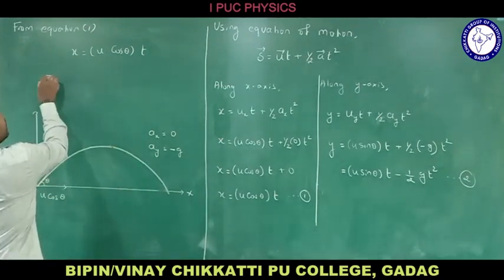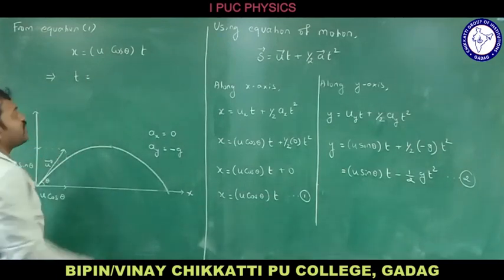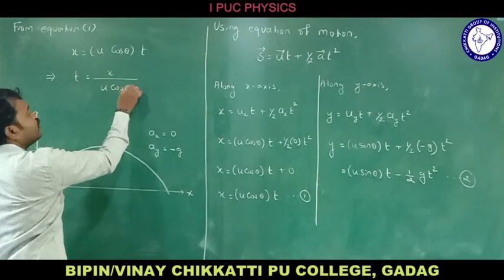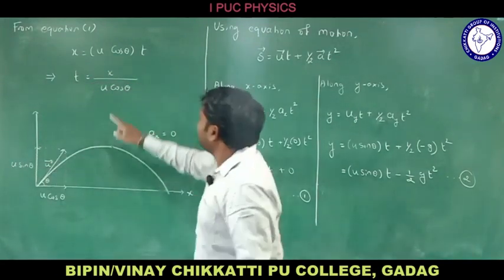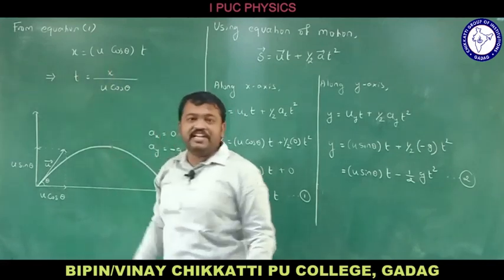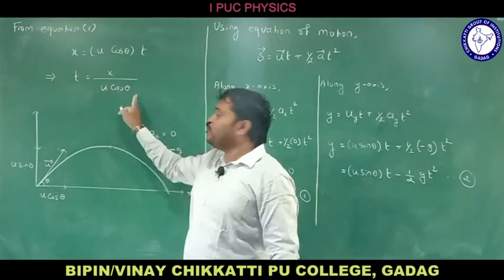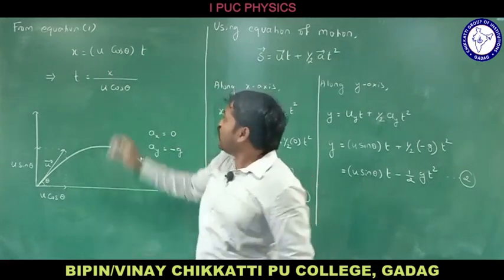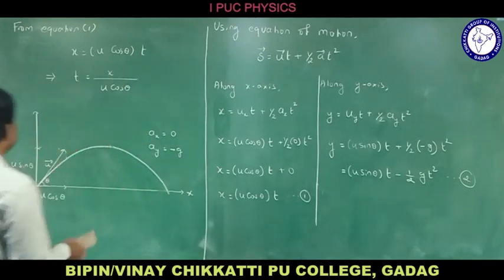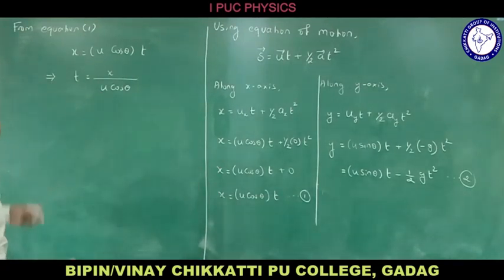That implies t equal to, this term will come downward. T equal to x divided by u cos theta. Understood? This u cos theta will come to the denominator. So t equal to x divided by u cos theta. That is t. So I got the value of t from equation 1. Now let me move on to the second equation. Now let me substitute this.